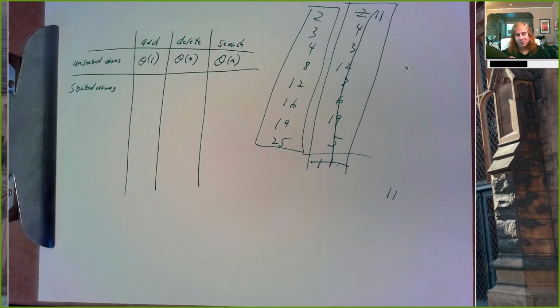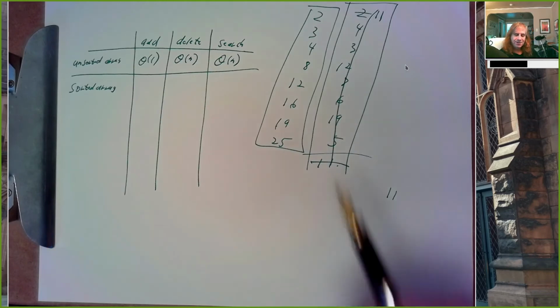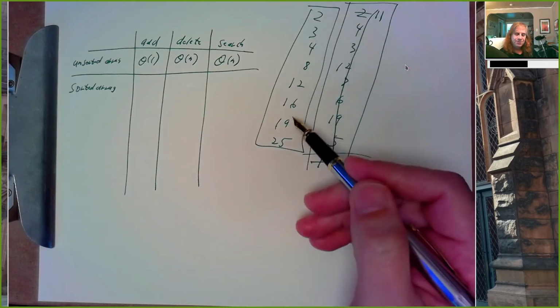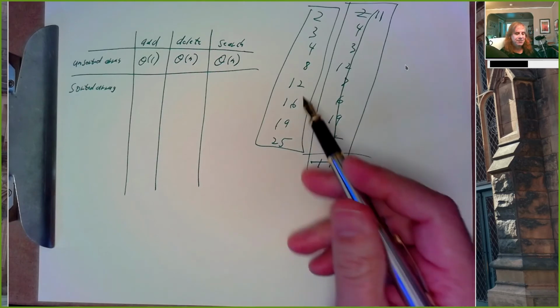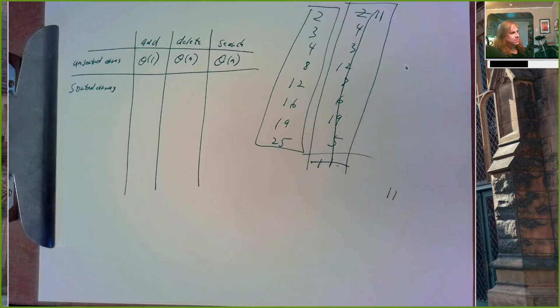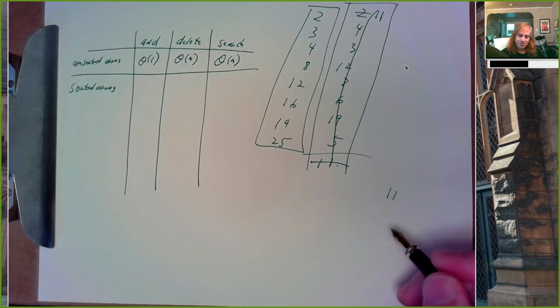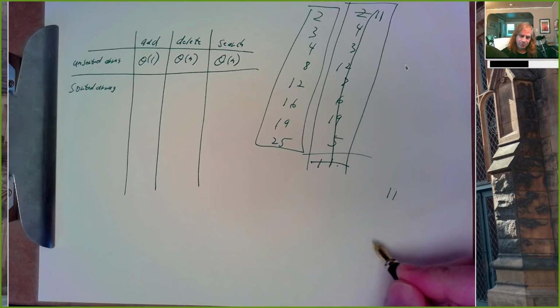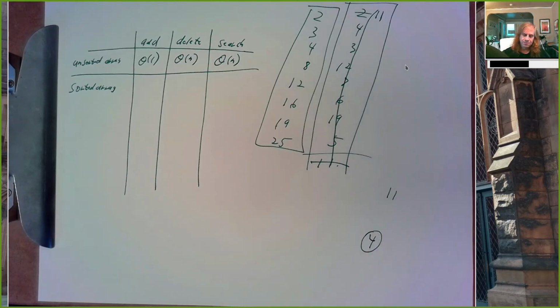So I can definitely still search in order n, right? I can start at the beginning and just go through and look until I either run out of numbers or I find my number. But I can do better than that. Say I'm searching for the number, I don't know, let's search for the number 4. Right? What can you do?